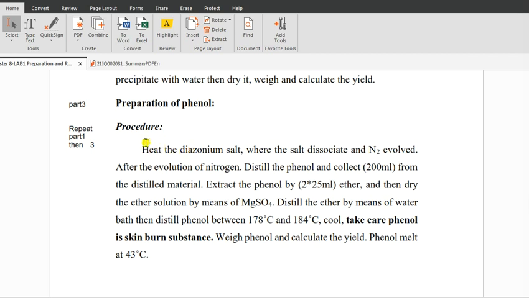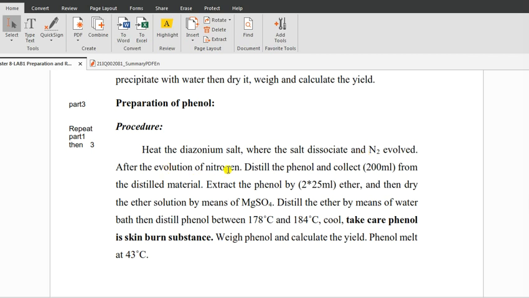and then start heating after you finish the addition. Start heating the diazonium salt, which is unstable if the temperature rises. So the nitrogen will evolve and the salt will dissociate. And be careful, do this part in the hood.